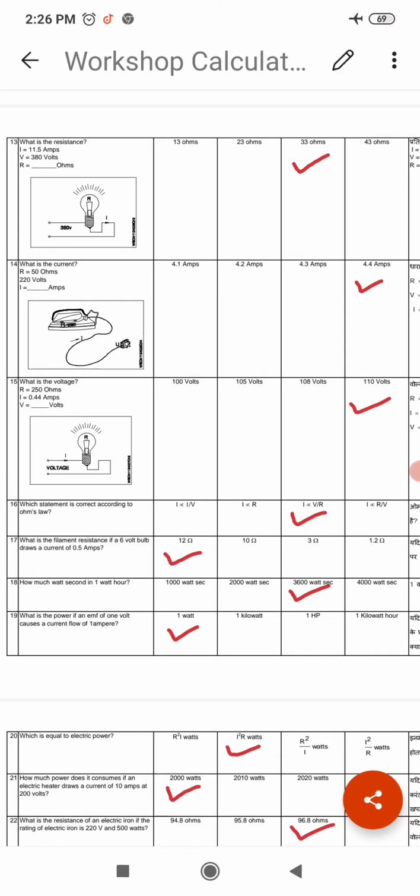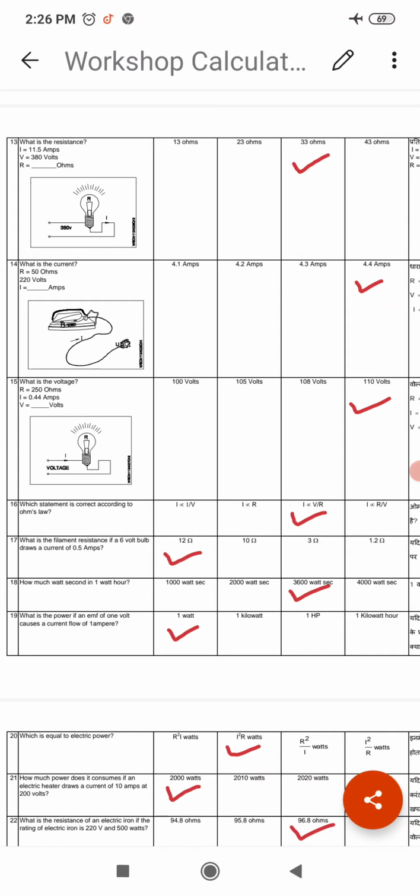Next, how many watt seconds in 1 hour? 3600 watt seconds. What is the power if an EMF of 1 volt causes a circuit flow of 1 ampere? Its answer is 1 watt. Which is equal to electric power? It's I square into R watt.